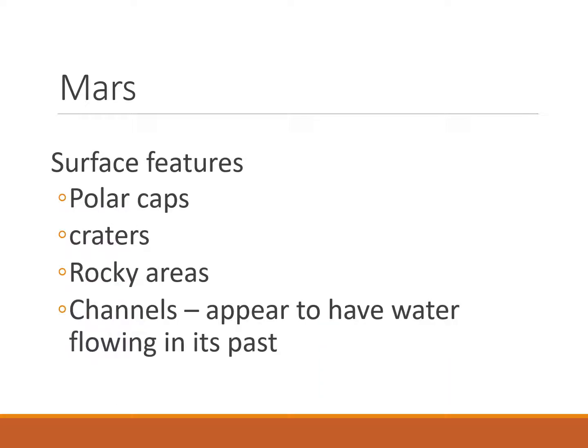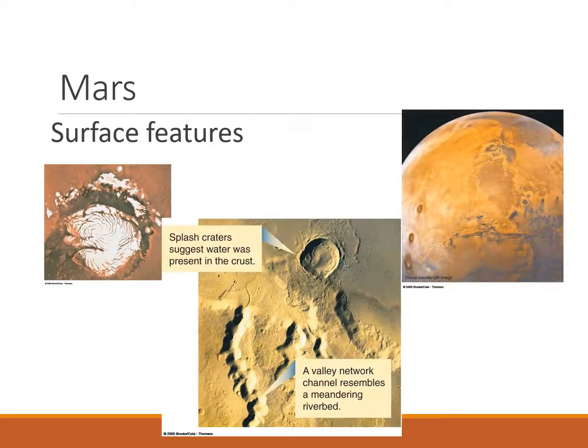Okay, there are polar ice caps on the surface of Mars. It appears to be, from the sampling we've taken, frozen CO2. There are craters, rocky areas. There are channels, so it does appear that water flowed in its path. And actually, just recently, they've had recorded evidence of flowing liquids on the surface. So here you can see some pictures. You can see splash craters, which suggests that there was water present in the crust. There also appear to be these channels which would form from running water or moving water.